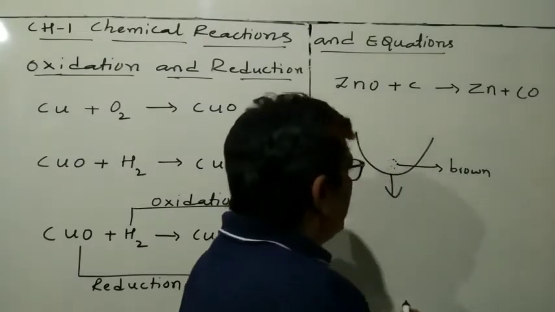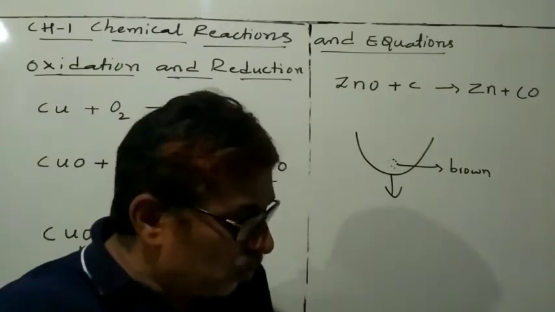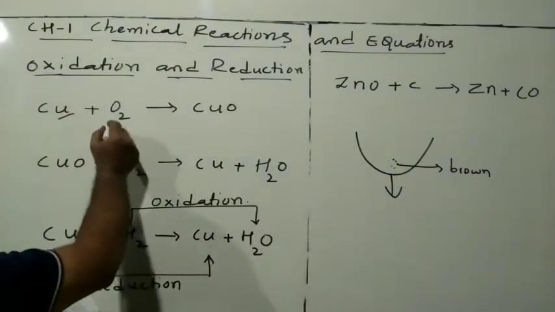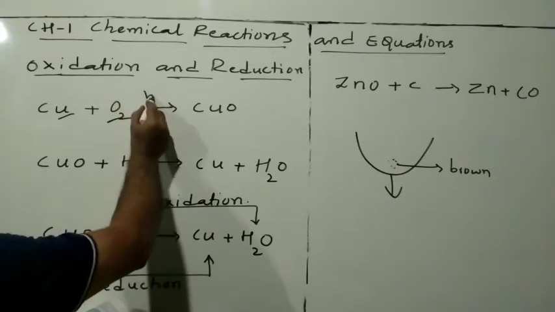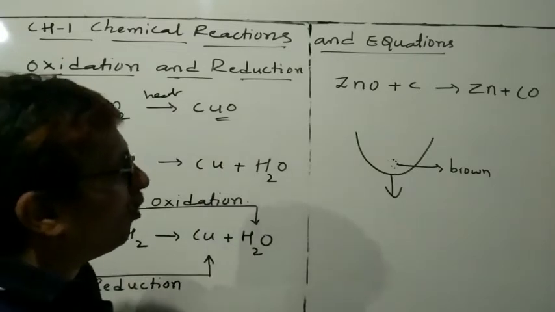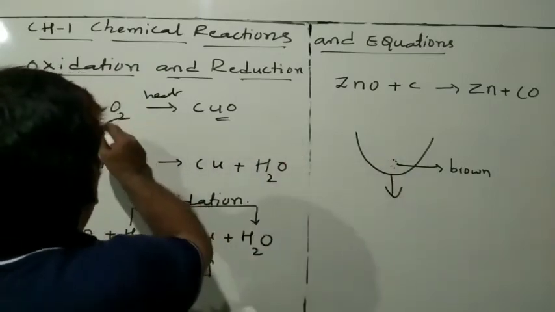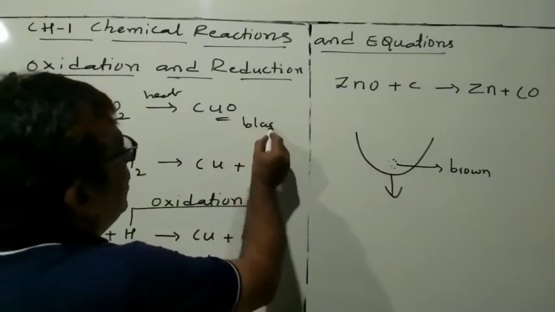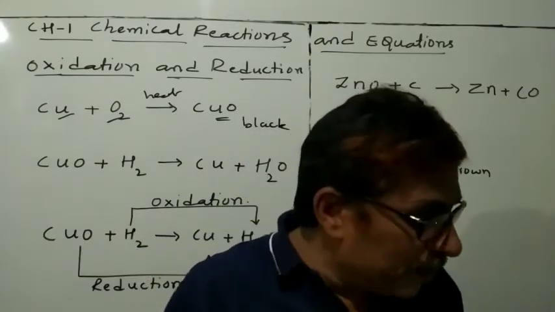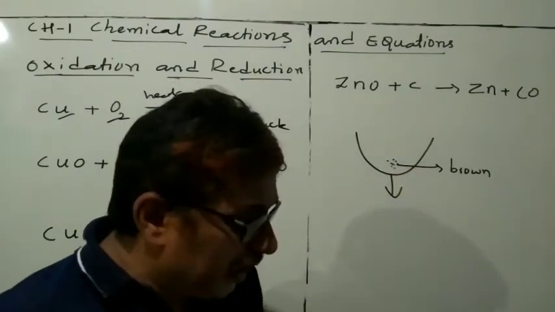Then when you heat this, the surface of the copper powder becomes coated with black copper oxide. So when you heated it with oxygen, copper oxide, CuO, will be formed. Copper is brown in color, and when you heat it, you get black color. The surface of the copper powder becomes coated with black copper oxide.